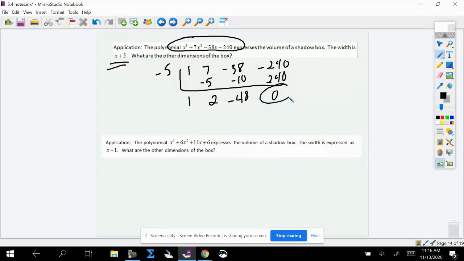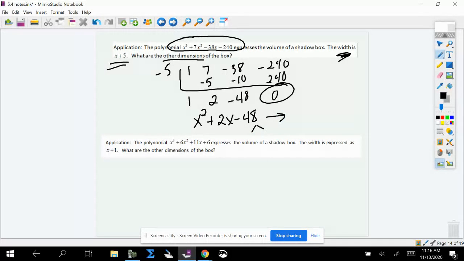And I knew this was going to happen because they told me that this was one of the dimensions, meaning it's one of the factors, one of the things that multiplies together to give volume. So what I have left is x squared plus 2x minus 48. The question wants the other dimensions. If that's your width, then you have your length and your height. I can factor this, and if I factor this, I will get the other dimensions.